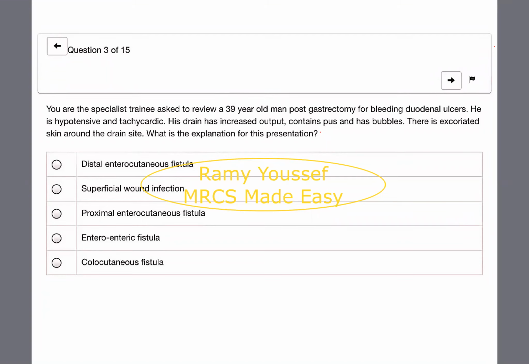Yeah, we have a fistula here, and let me see which kind of fistula we have. The gastrectomy for ulcer, hypotensive, and it contains pus and bubbles. I think I'm going with the bubbles being air, so it's coming with the skin, so it's enterocutaneous. But if it is proximal or distal, it's a gastrectomy operation.